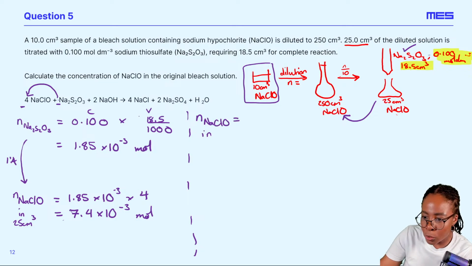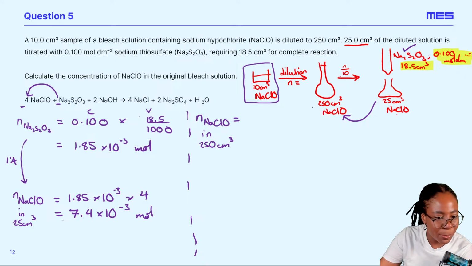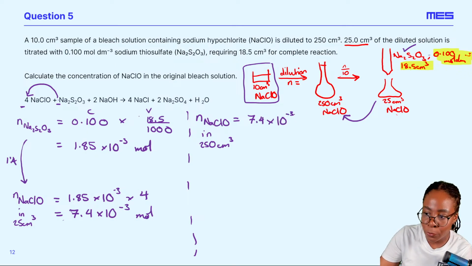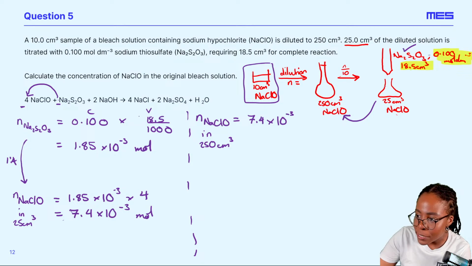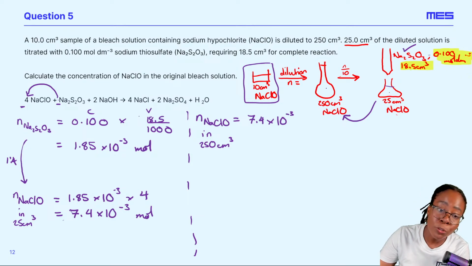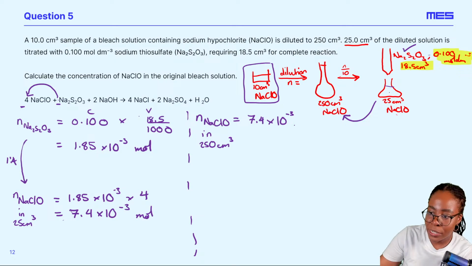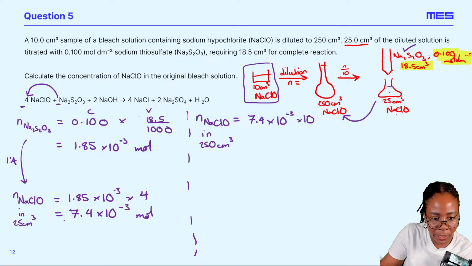So how many moles must have been in the 250 centimeters cubed? Well, it must be 10 times more moles, right? Are we happy with that? This is a really important point. If we took out 10% of the sample, there were only 10% of the moles in that final solution. So figuring out how many moles were in that first solution, we're going to have to multiply that by 10, which is the same as multiplying it by 250 over 25.